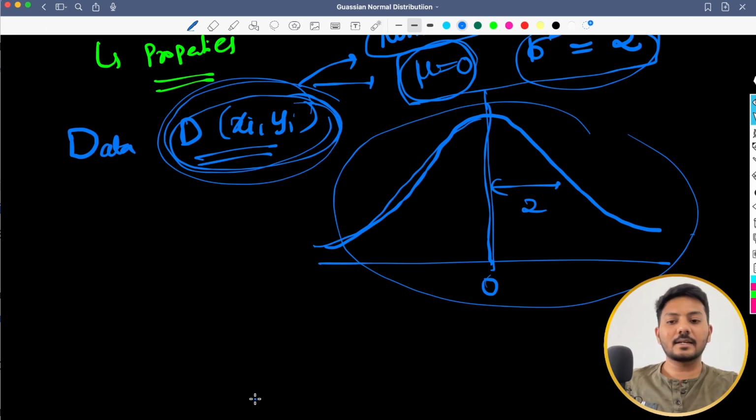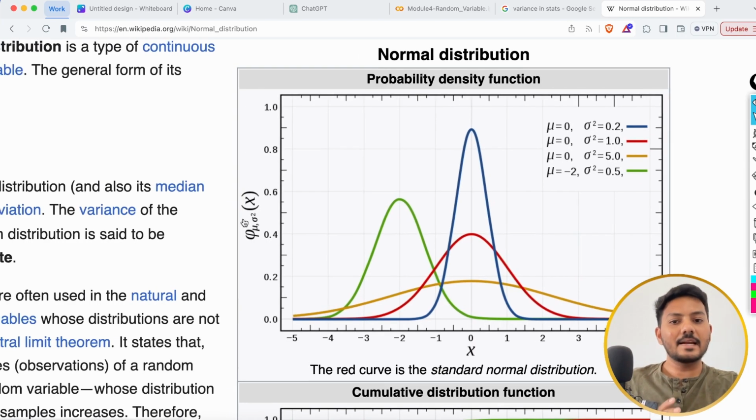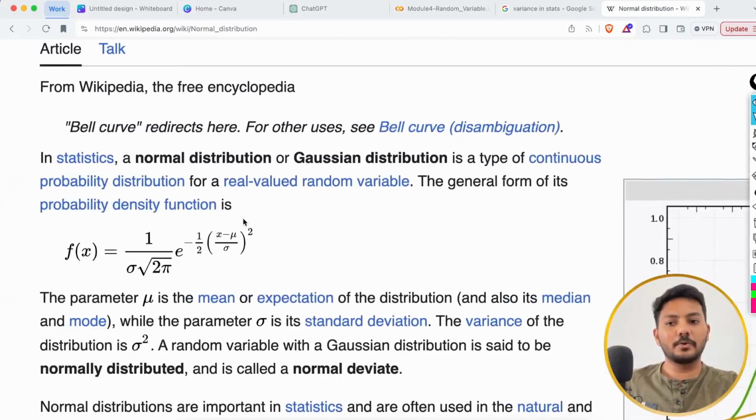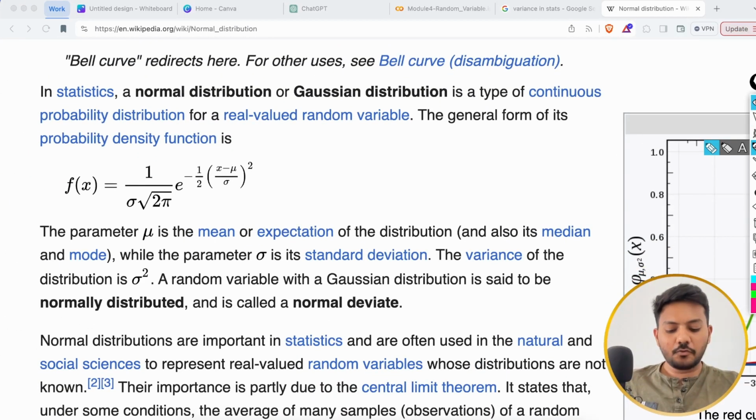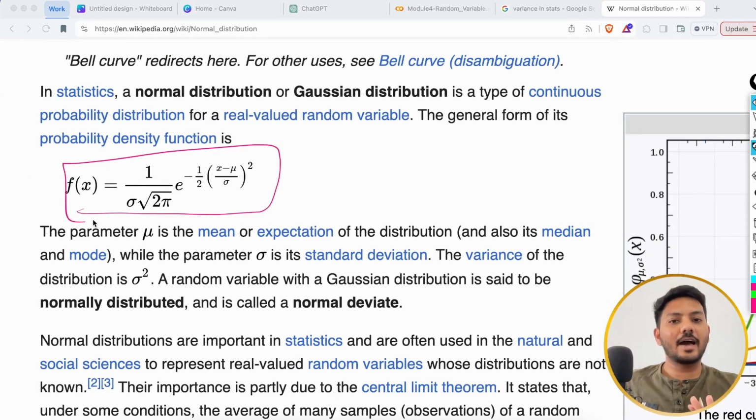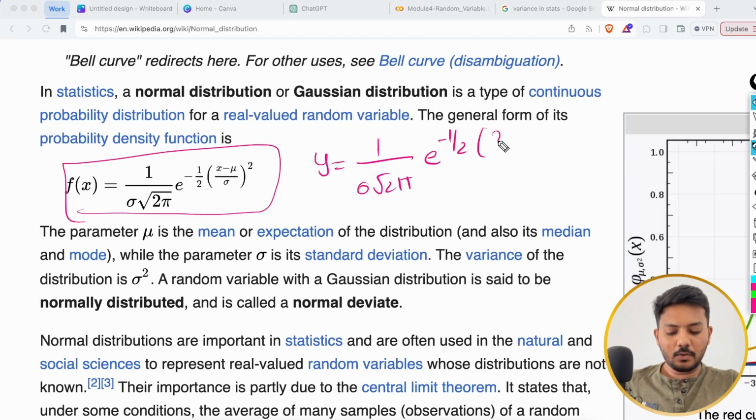Hopefully that is clear. And let's understand a little bit of math regarding normal distribution. If you see, this is the formula for calculating the values actually. So your y equal to 1 by sigma root 2 pi e power minus 1 by 2 x minus mu by sigma whole square. Clear? So this is the formula to calculate it. Let's not look at it and get scared.